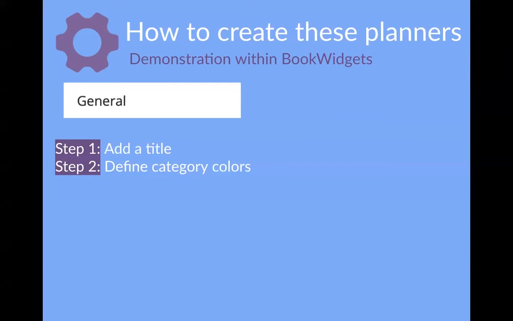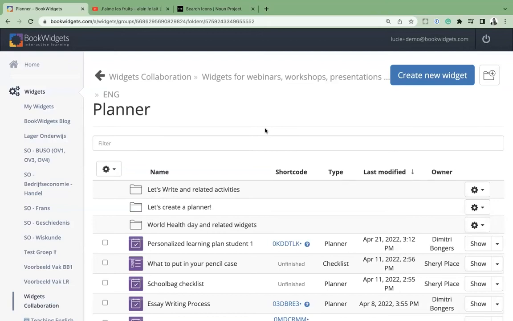So the first thing we're going to do is create a planner. And the most important things here are step 1, add your title, and we're going to define some category colors. I'm going to show you right here. So I have, you can see my screen, I'm right inside BookWidgets. I create a folder for my planner.